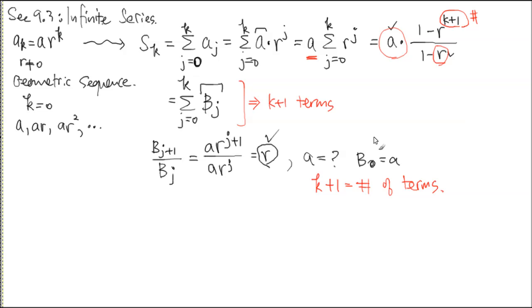So we'll look at examples and exercise what we just discussed in the later part. But I hope this is something you can remember. First term times this ratio, okay? This ratio. And there's this index, which is the number of terms.